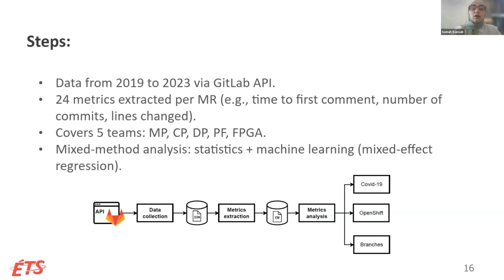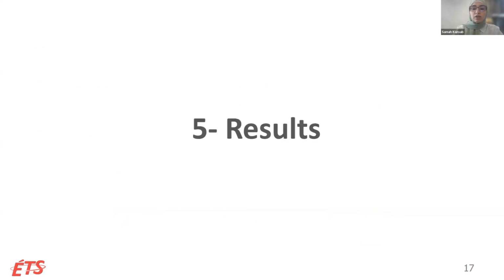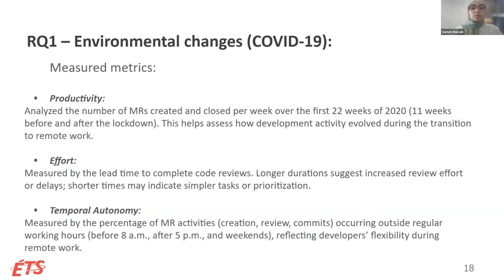And we collected more than 24 metrics on the merge request, like time to get the first comments on the merge request, number of commits, time to get the review, etc. Then we used mixed method analysis like statistics, machine learning, and we analyzed different aspects for COVID-19, OpenShift, and branches, and finally the machine learning aspect. So let's move to the results.